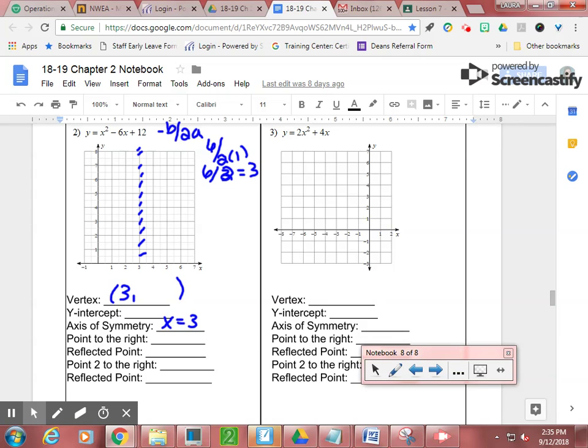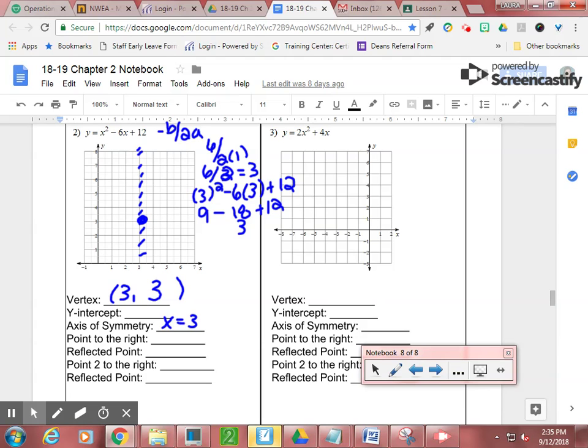Okay, so now I want to plug that back in. So I'm doing 3 squared, minus 6 times 3, plus 12. So 9 minus 18 plus 12, which is also going to give me 3, meaning that the vertex is 3, 3. So I graph that over 3 and up 3.